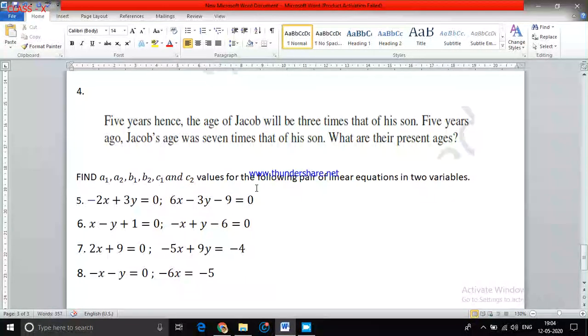Then question numbers 5, 6, 7, 8, you have to find the values of a1, a2, b1, b2, c1, c2 for each equation. Wherever the x term or y term is missing, you write it as 0 into x or 0 into y. For example, in this equation the y term is not there. You have 2x plus 9 equals 0, so you write it as 2x plus 0 into y. You can write plus 0 into y or minus 0 into y, either one, because the sign of 0 is neither positive nor negative. It's neutral.